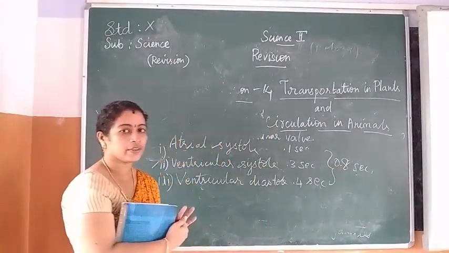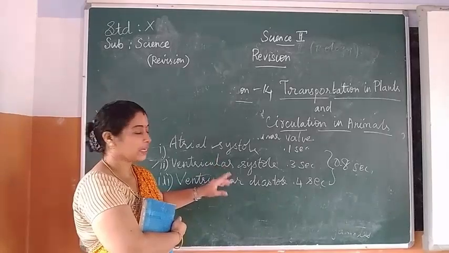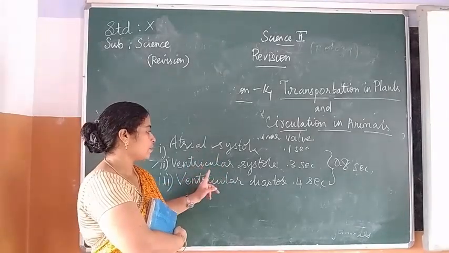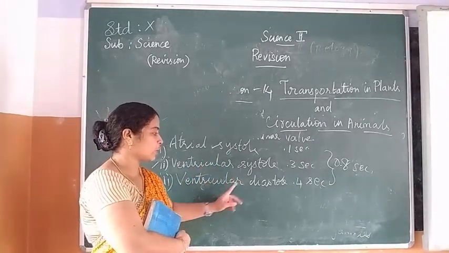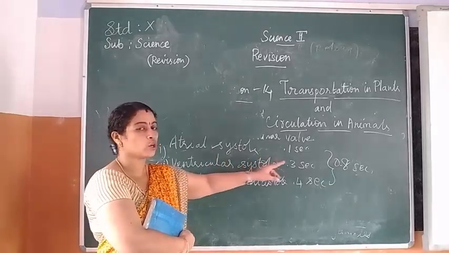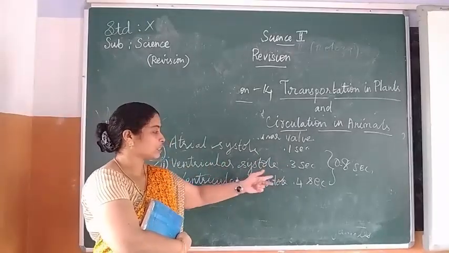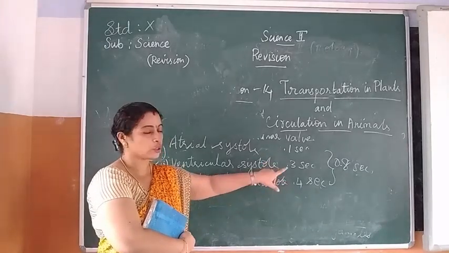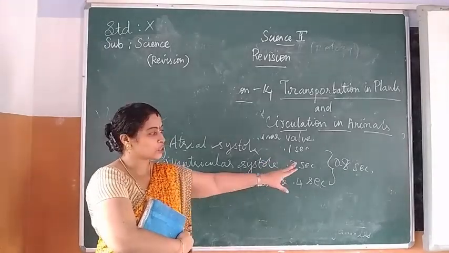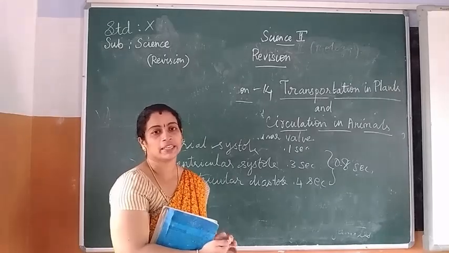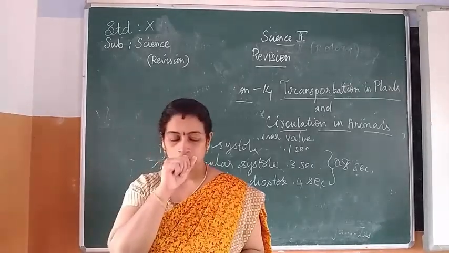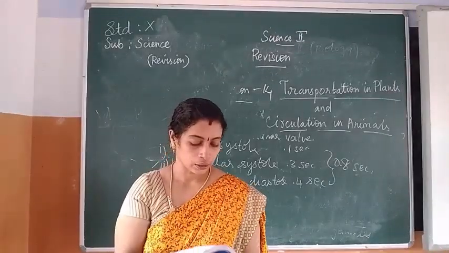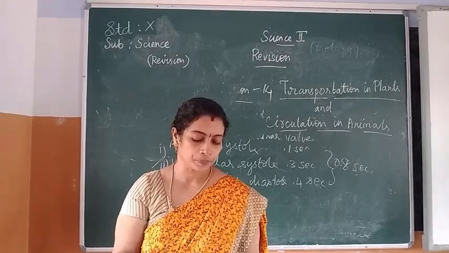So these are the events that take place during a cardiac cycle: atrial systole, ventricular systole and ventricular diastole. Atrial systole 0.1 second, ventricular systole 0.3 second, ventricular diastole 0.4 seconds. Totally, the cardiac cycle takes 0.8 seconds to complete a cycle. So these are about the cardiac cycle.